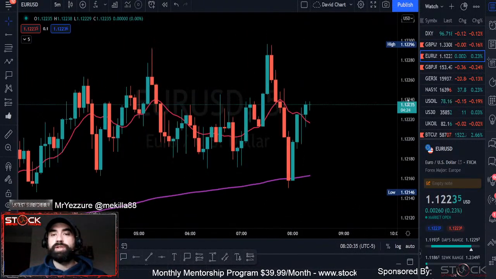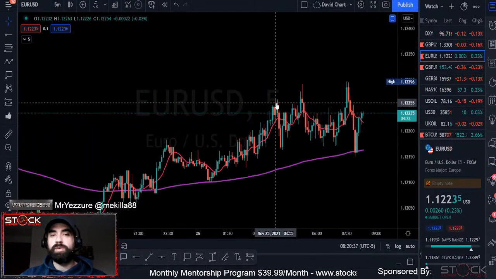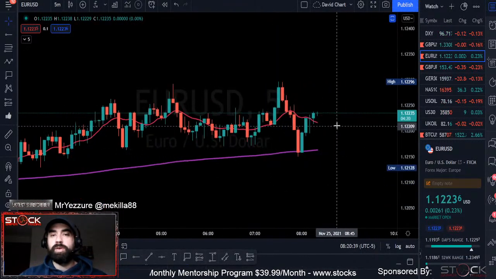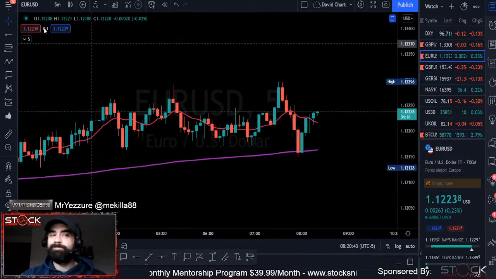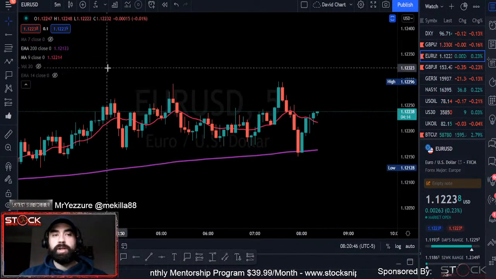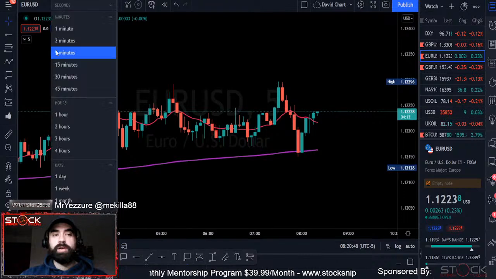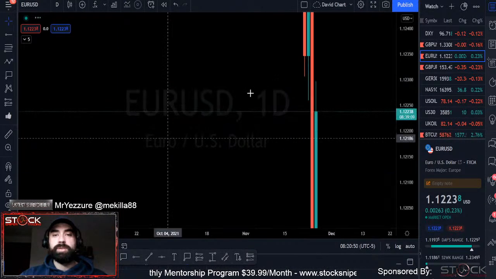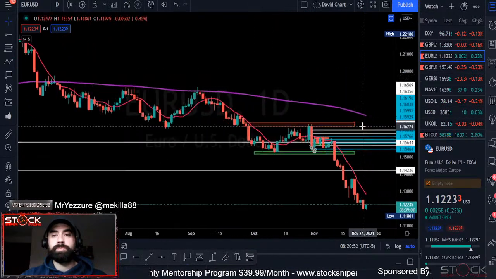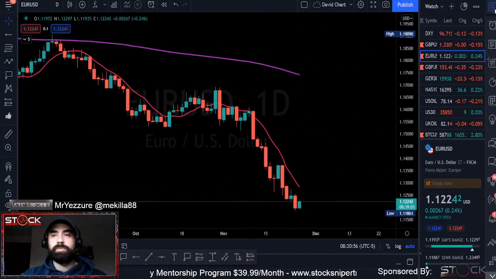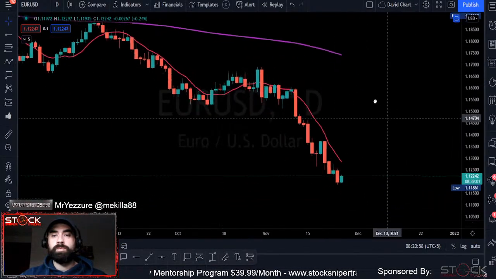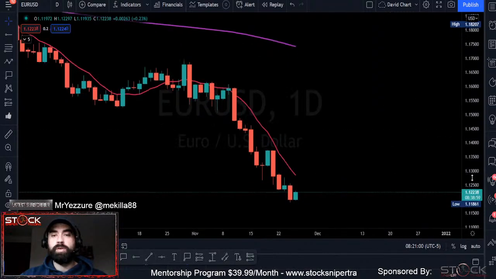Okay, so look at EU, guys. I don't like how it's sideways trading here. You can see by the moving average, you see how it's ranging? This is not good. So let's do our daily. Look at Euro USD right now.